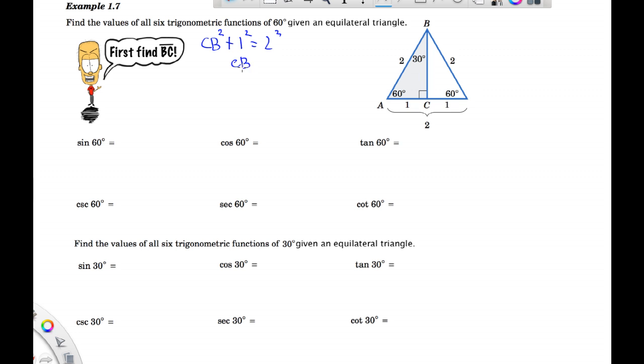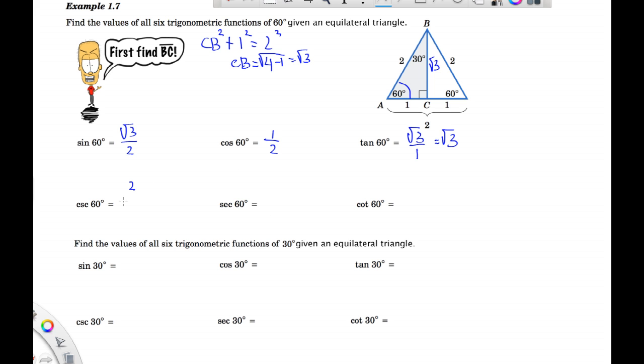That's 4, so CB is the square root of 4 minus 1, which is the square root of 3. So this is actually the square root of 3. Alright, so let's look at the sine of 60. So opposite, square root of 3 over the hypotenuse, 2. The cosine is adjacent over the hypotenuse, and the tangent is opposite over adjacent. Sorry, I was trying to think ahead for a second. Square root of 3 over 1, which is just the square root of 3.